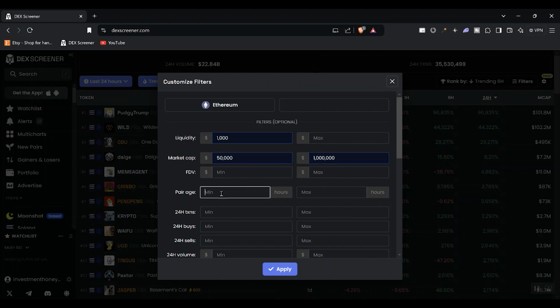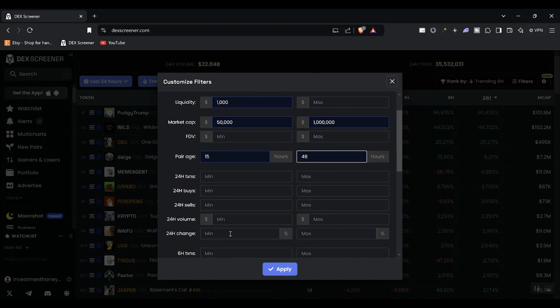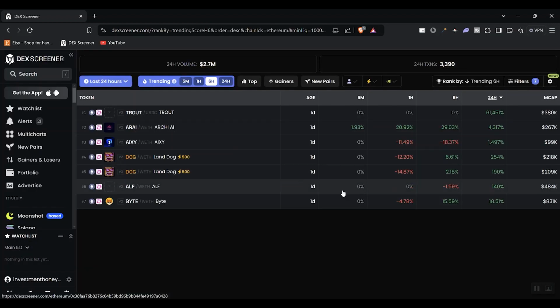Pair age. We're going to look at least 15 hours to 48 hours. Okay, and let's see here on the change. We're going to go to at least a minimum of 10% on a change in the price. All right, so we've already got this 24-hour ticked.